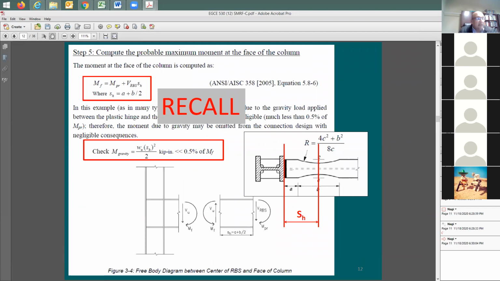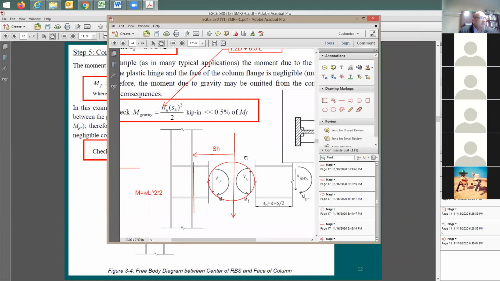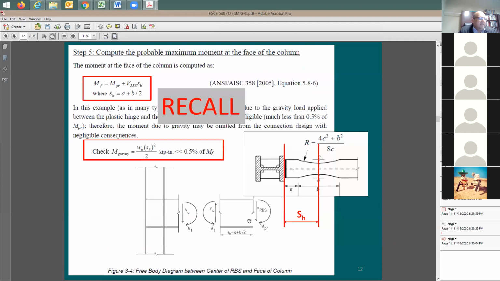You consider this to be a cantilever again. This is the one that I was just talking about, right? Times S_h. Now, the S_h definition is going to be different. In the past, S_h used to be to the center of the column. In this analysis, it needs to be to the face of the column, as this distance here.